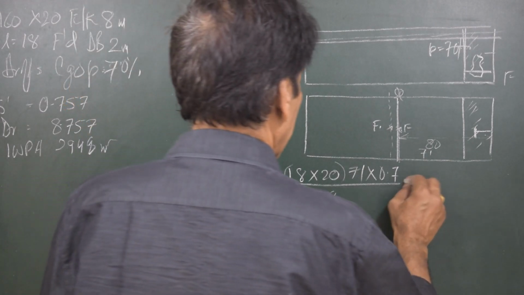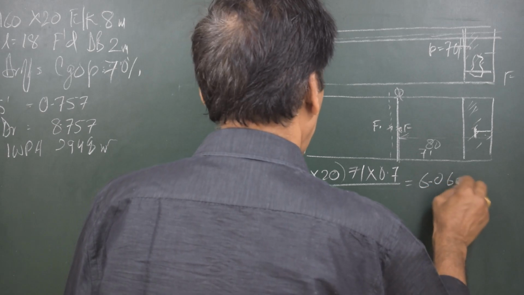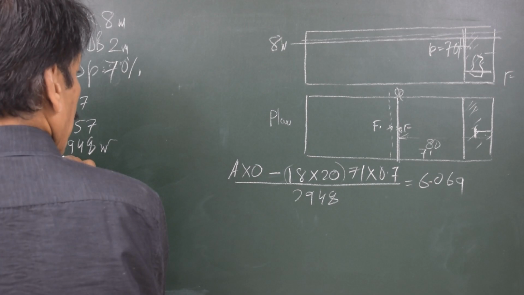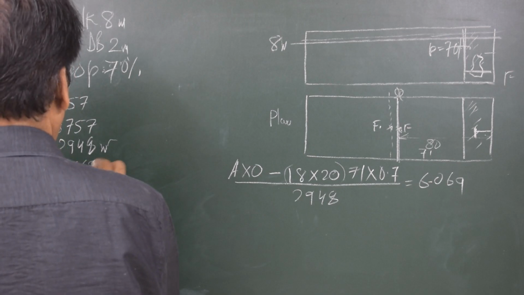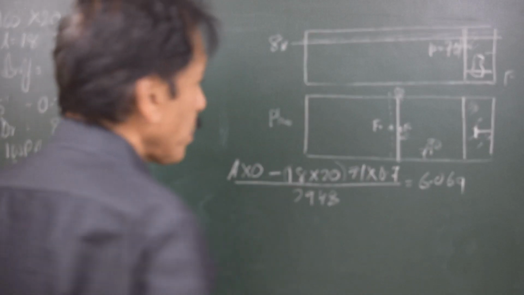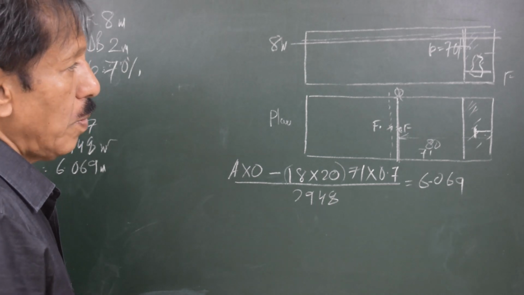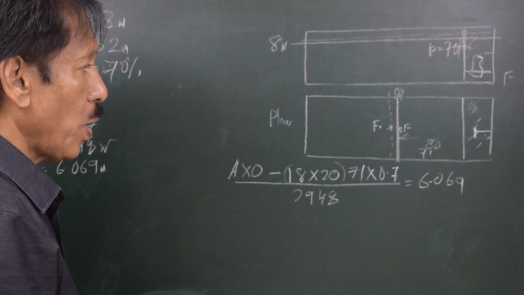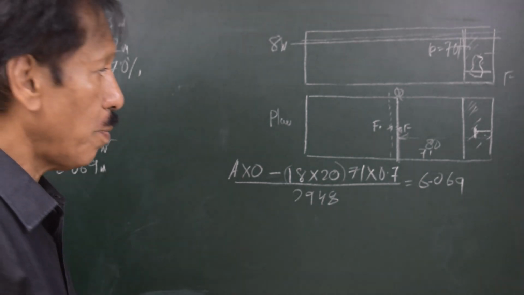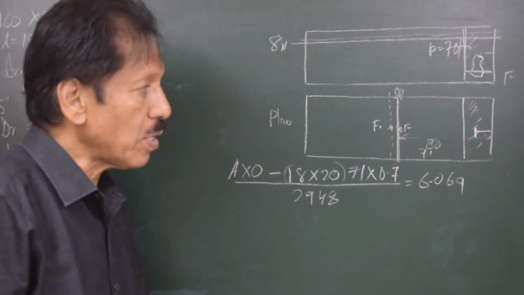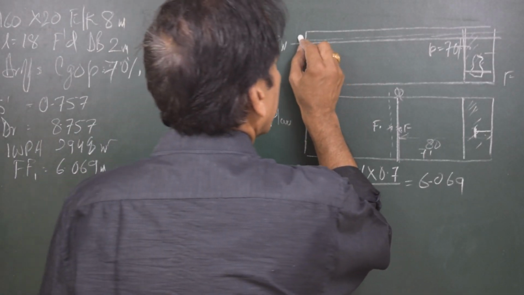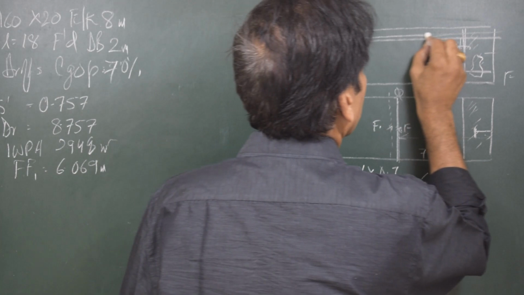That is 6.069. I write it here also. FF1 is equal to 6.069 meters. Now, we also must find out what is the shift of center of buoyancy. Shift of center of buoyancy will have to be looked at in this diagram, the side elevation.